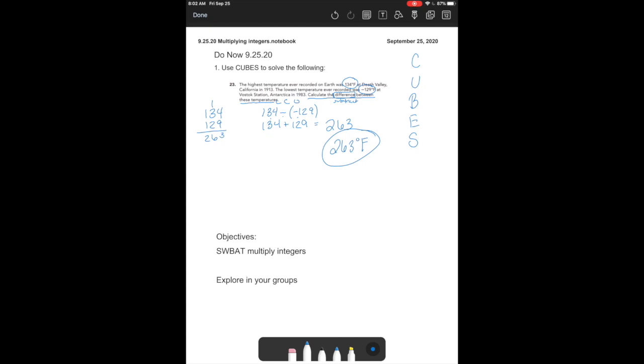All right, so take a few seconds. Our objective is pretty short and simple today. We are multiplying integers.